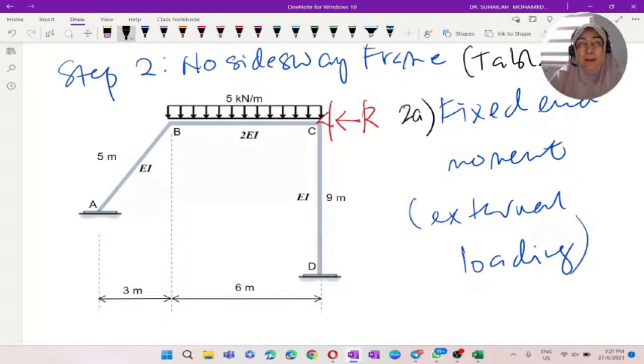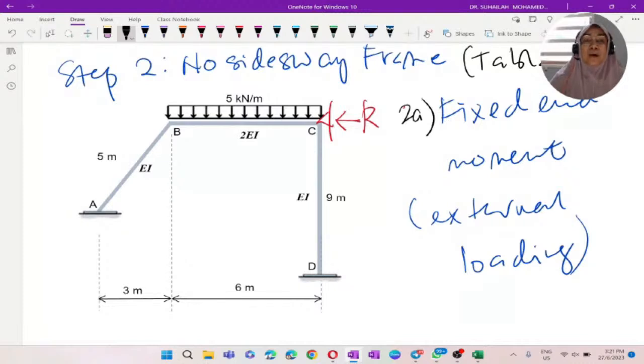Okay. Under step number 2, there are three sub-steps. I summarize them into three. 2A is to calculate the fixed end moment due to external loading.